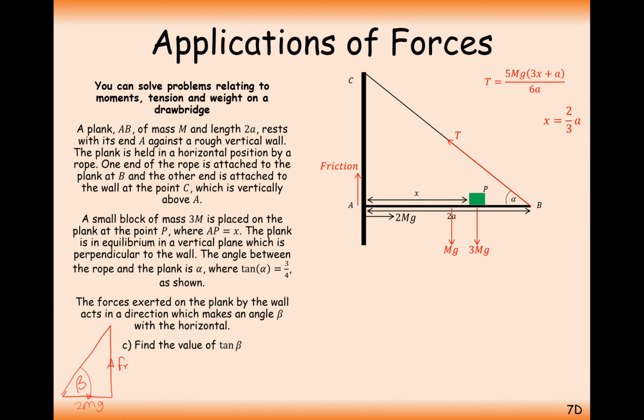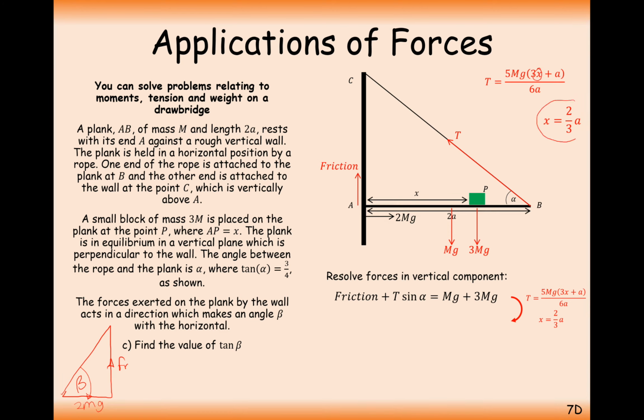And we're going to have 4mg going downwards, so it's going to be friction plus T sine alpha equals 4mg. So now what we're going to do is replace T with what we know T to be, and inside the T equation here we're going to replace x with 2 over 3a. Now you can imagine what's going to happen here.